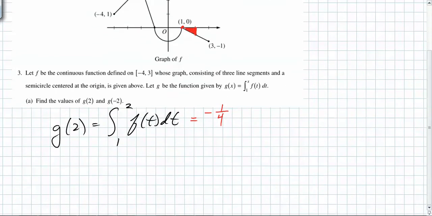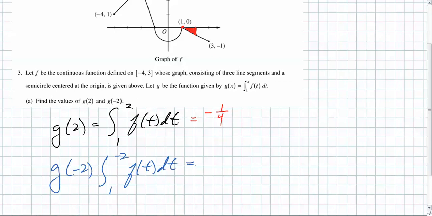So are we scanning from left to right or right to left on this one? We're going from 1 to negative 2 of f of t dt. If you really want to go the same direction, what don't you like about going from 1 to negative 2? It's going from right to left. We really like going from left to right. So if you really want to, what could you do? You could change it to negative of the integral from negative 2 to 1 of f of t dt.